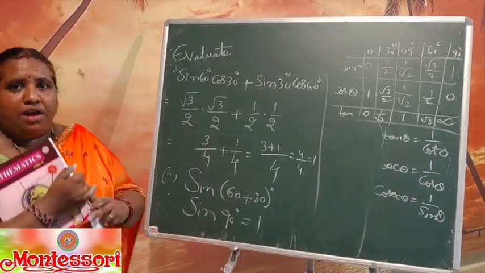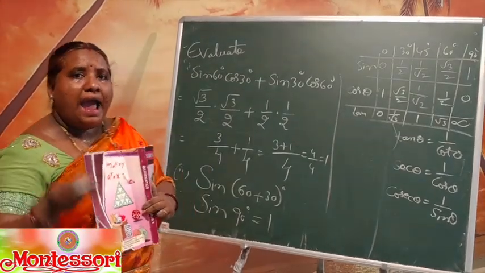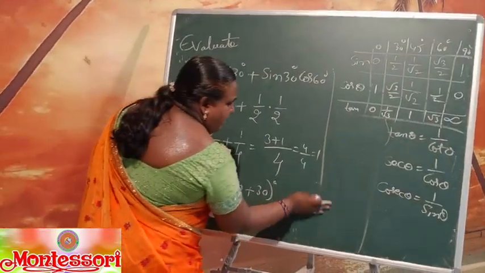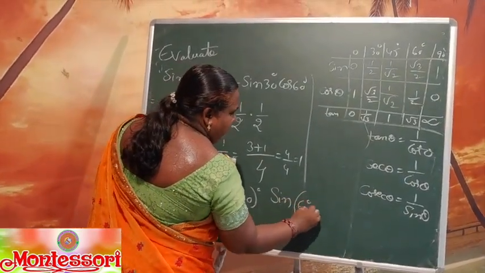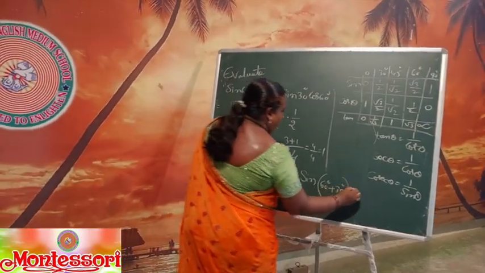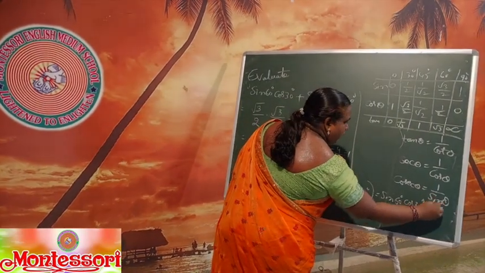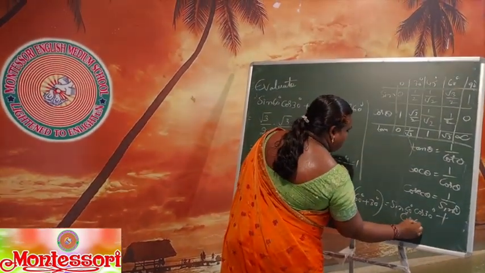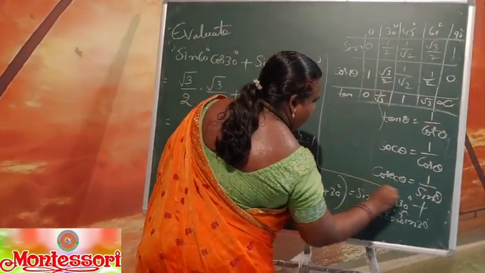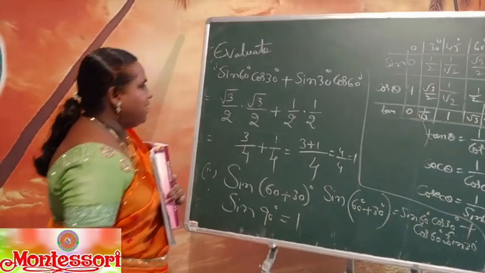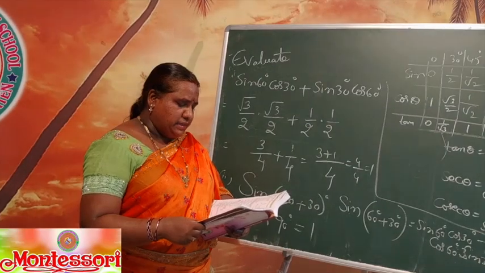This is a very important formula. So what we proved now, what did they ask? What can you conclude? I can conclude that sin 60 plus 30 is equal to sin 60 cos 30 plus cos 60 sin 30. So this is what they want to find out.